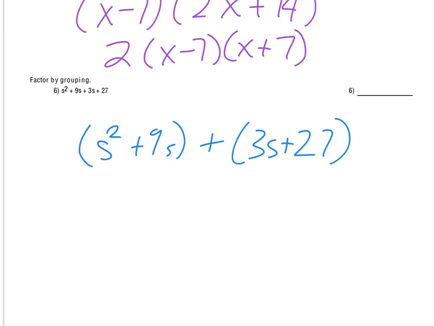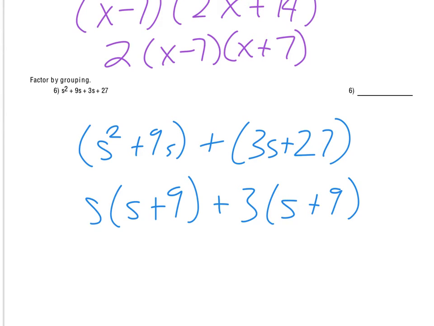Now for each of those sets of terms there's a common factor. For the first pair we just can take an s out. That leaves us with s plus 9. And the second pair we can take a 3 out. That also leaves us with s plus 9. Again, looking at that, notice they both have that factor of s plus 9 in common, so we'll factor that out.